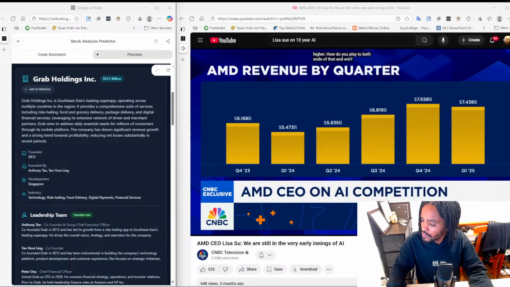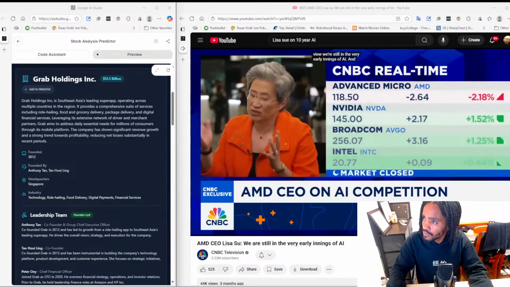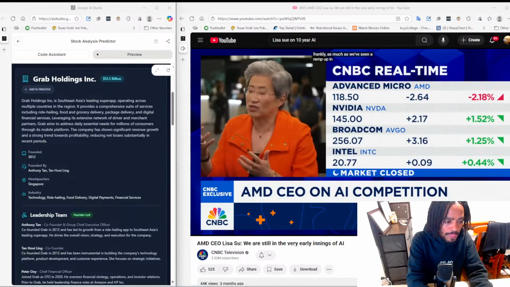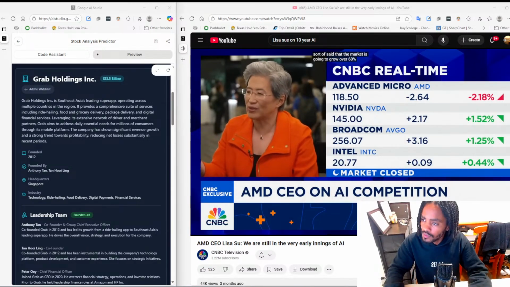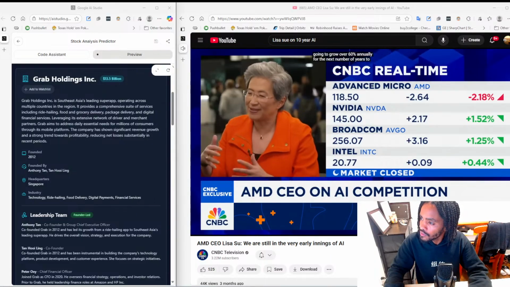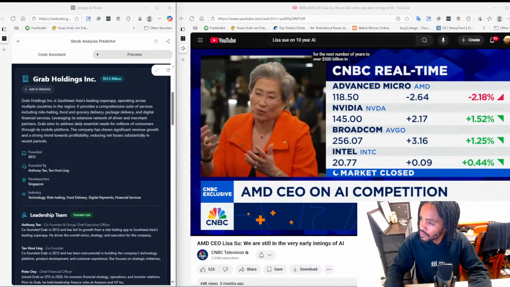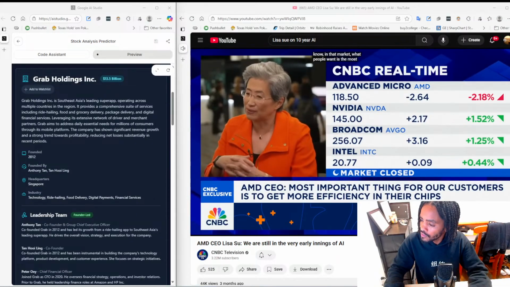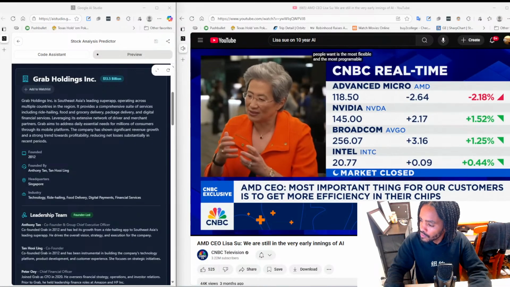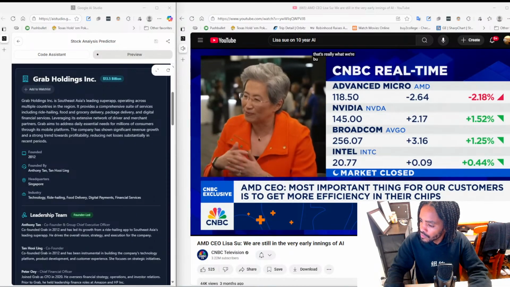Yeah, well, Don, when you think about it, I view we're still in the very early innings of AI. And frankly, as much as we've seen a ramp up in AI, we have said that the market is going to grow over 60% annually for the next number of years to over $500 billion in 2028. That's a huge market. And in that market, what people want is the most flexible and the most programmable architectures out there. And that's really what we're building. And the key point in this is, again, we believe in deep co-development with our partners.